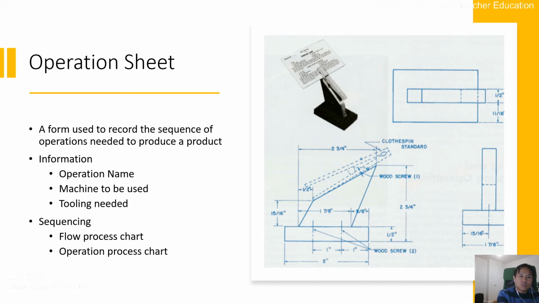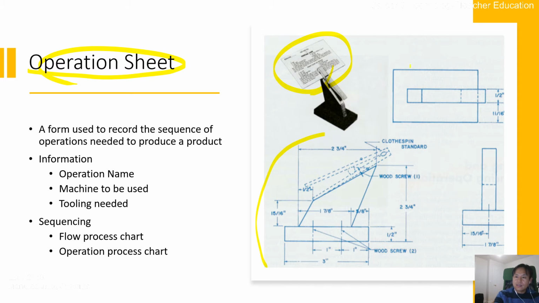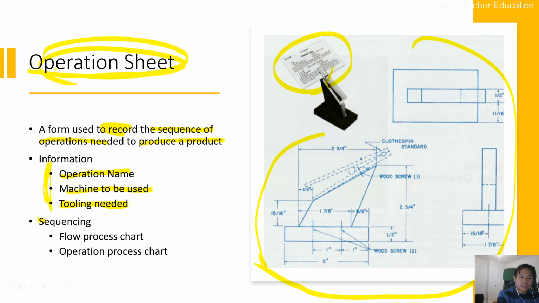So the first one is the operation sheet. That is an example of an operation sheet, and it's detailed. It's similar to a drawing sketch, but more detailed. It's a form used to record the sequence of operations needed to produce a product, and the information includes operation name, machine to be used, and tooling needed. This is the basic information for operation sheets, and sequencing is also embedded in the operation sheet.